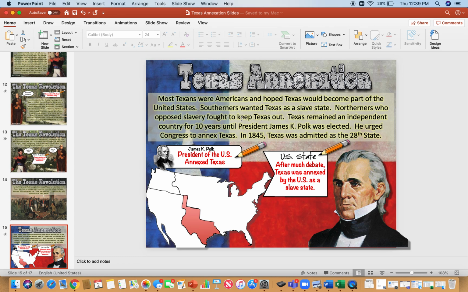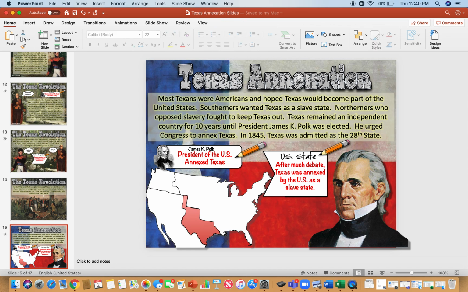So Texas remained an independent country for 10 years until President James K. Polk was elected. He urged Congress to annex Texas. In 1845, Texas was admitted as the 28th state of the United States. So remember, at this point in time, the United States was still not what it is today, right? At that time, they only had 28 states. James K. Polk, the president of the U.S., officially made Texas a state.